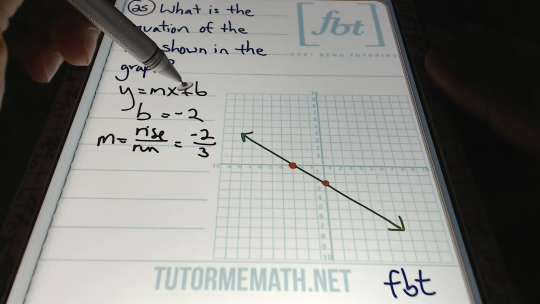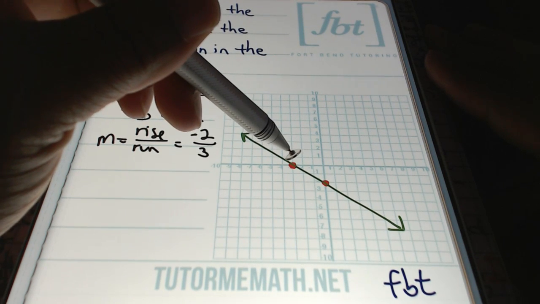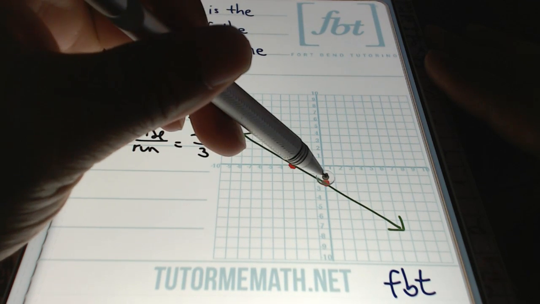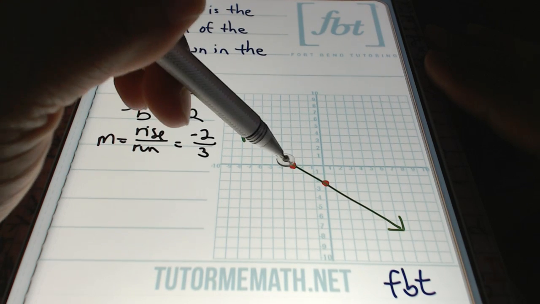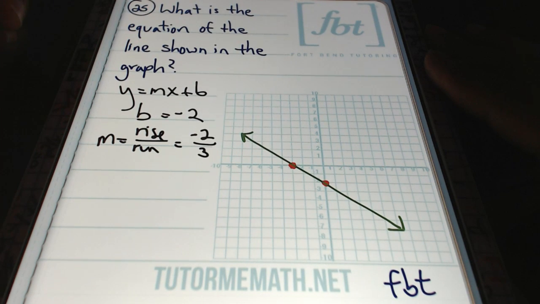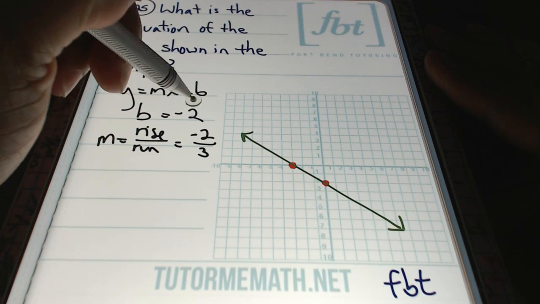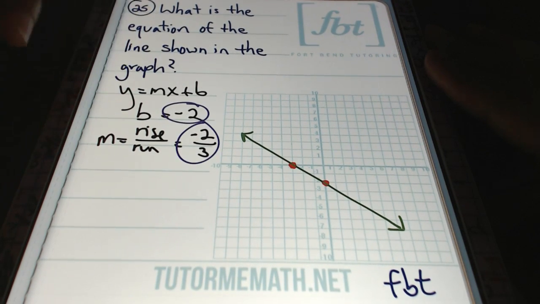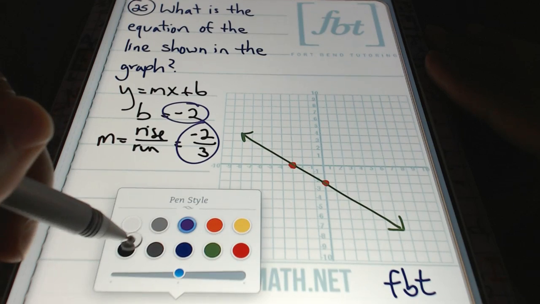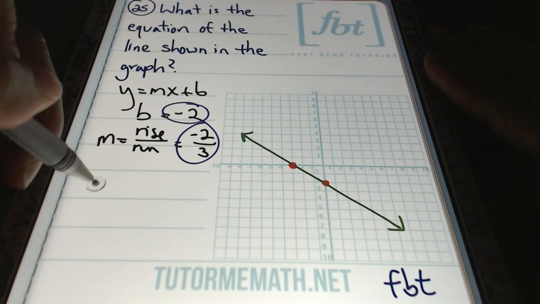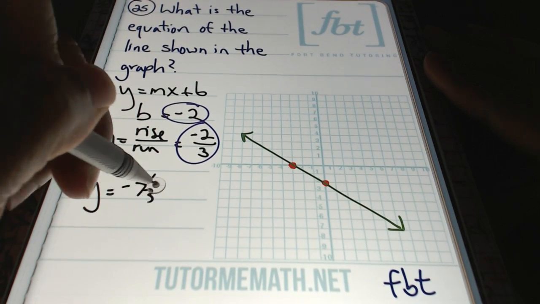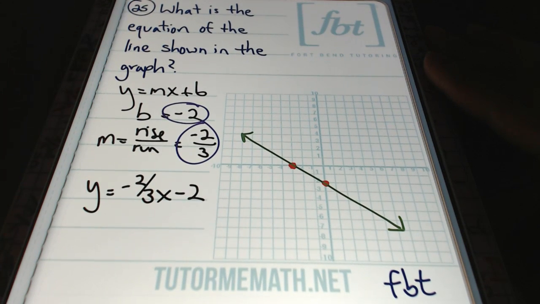I have a -2 for my rise because I started at this higher point and had to go down to get on the same level as the second point. And then I had to move to the right, so that's a positive move, moving from left to right. So we have a slope of -2/3. That means the y-intercept is -2 and the slope is -2/3, so my equation can be written as y equals -2/3 x minus 2, and done.